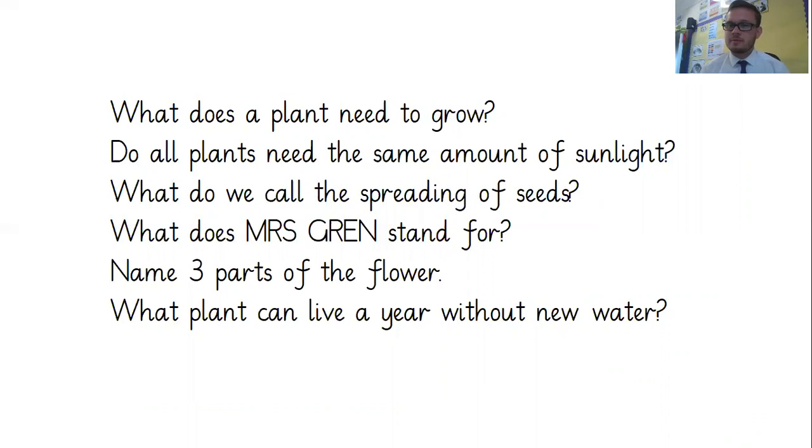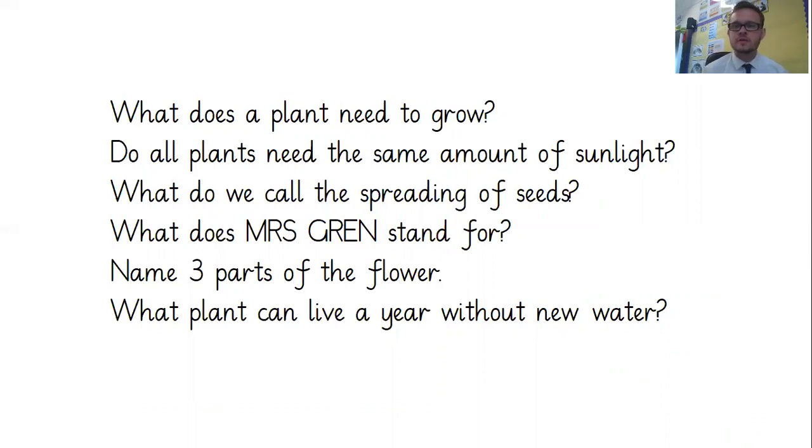Do all plants need the same amount of sunlight? Well, I don't know if you said no. We go back again to our example of the fern and the cactus. A cactus lives in the desert, lots of sunlight, but a fern lives in the forest, in the undergrowth. So not as much sunlight needed there, but they all need sunlight. They all need sunlight at some point.